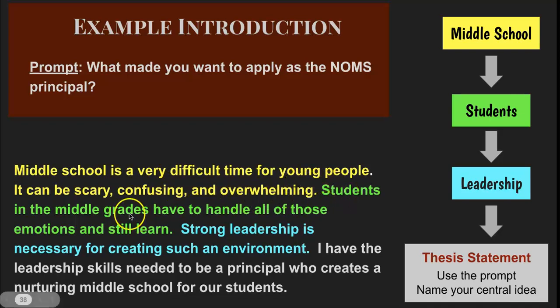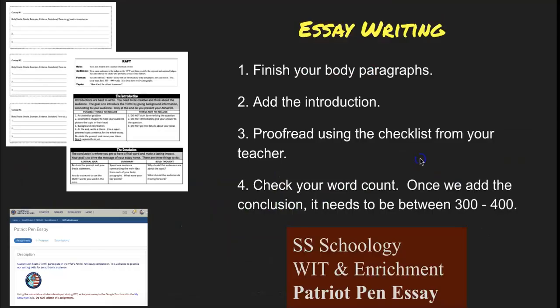What we want to do is get our audience related to our topic by focusing on a big idea. Then I link in to students and what I have to say about them. And I link that to the importance of leadership because eventually we want to be talking about being a principal. And then I give my specific answer about myself, that I have the leadership skills needed to be a principal who creates a nurturing middle school environment for our students. And perhaps I could even name 2 or 3 leadership skills that would really make me stand out. Maybe I would say organization and communication. You can put those ideas in there, but you shouldn't start describing them yet. You save that for your body paragraphs.